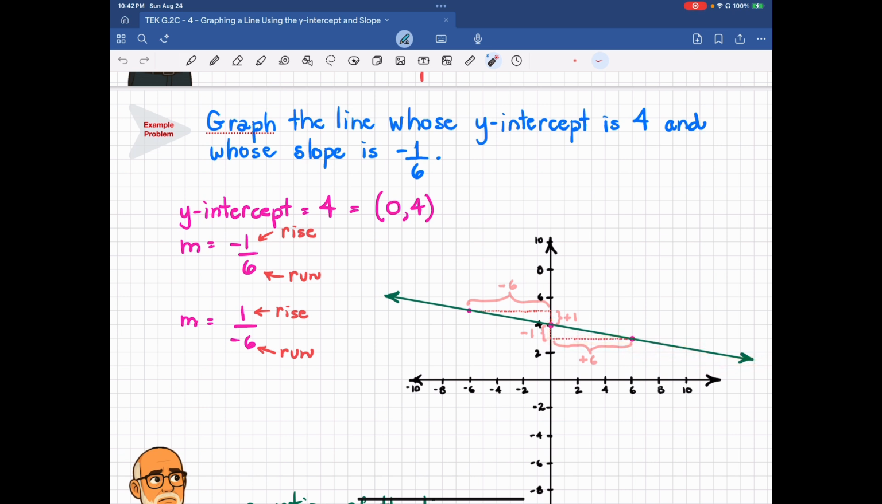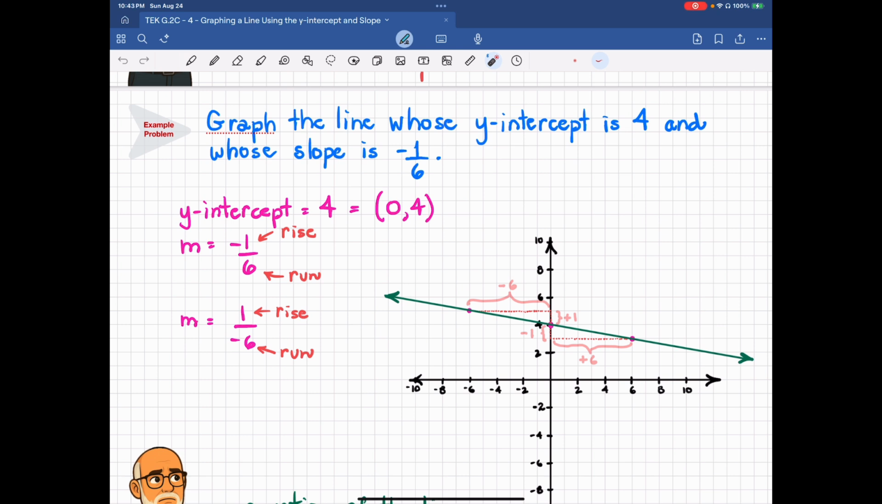Now notice, how many points do you need to draw a line? You only need 2. So if I have the y-intercept, and now I have this point right here, all I need is to connect those 2 dots, and I have the line we're looking for.